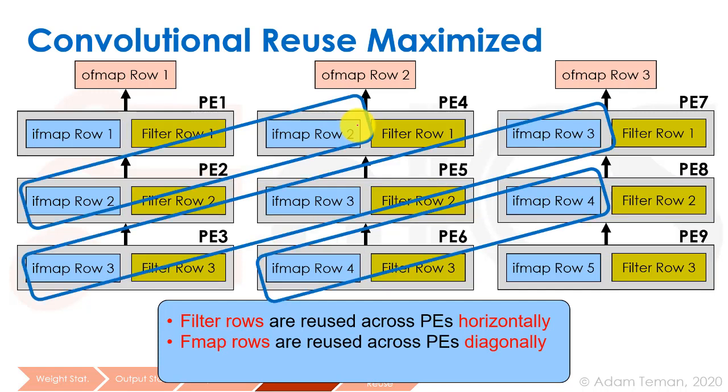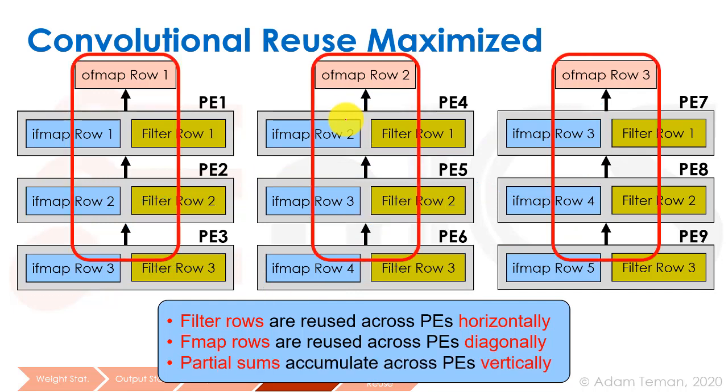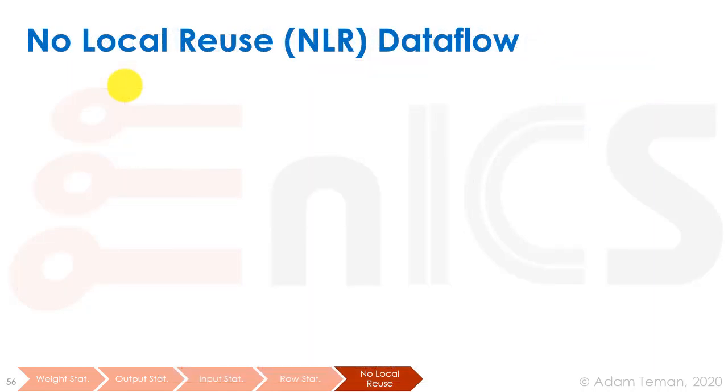IF-map rows are used diagonally. So we have IF-map row 2 here and here, 3 here, here and here, 4 here and here. So again, we only have to store it one time, and we can broadcast it to all of them. Okay, and partial sums, as we saw, are accumulated vertically. So what comes out of here and here and here, we just have to sum them up together at the top of the column. So that's really nice, and that brings us to our last example. By the way, row stationary was used in Eyeriss, which is what Vivienne Sze's group came out with, along with this tutorial.